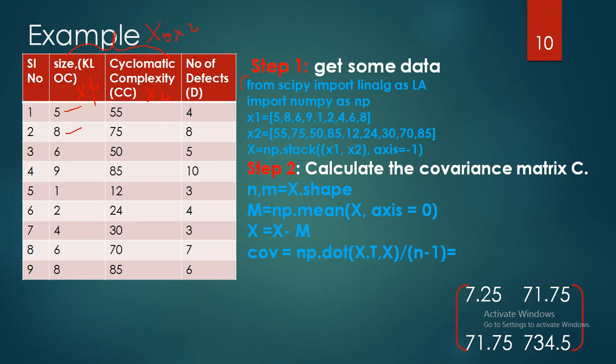This blue color text is Python code. So we have first column x1, second column x2. This you make like a matrix. Step 2, you calculate the shape of X, that is 9 by 2.